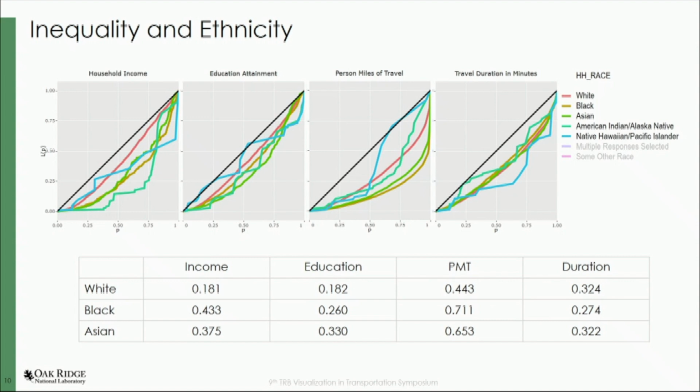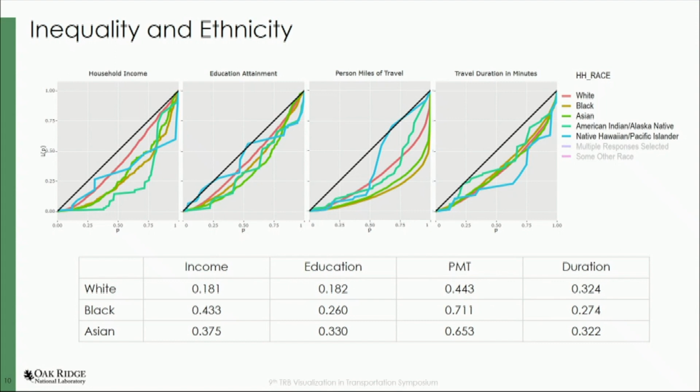One thing I would like to point out is PMT, the person miles traveled. You can see a huge difference between white people and black people. The Gini index is 0.7 for the black population, which means there's higher inequality when we slice the data based on ethnicity, specifically for the black population.